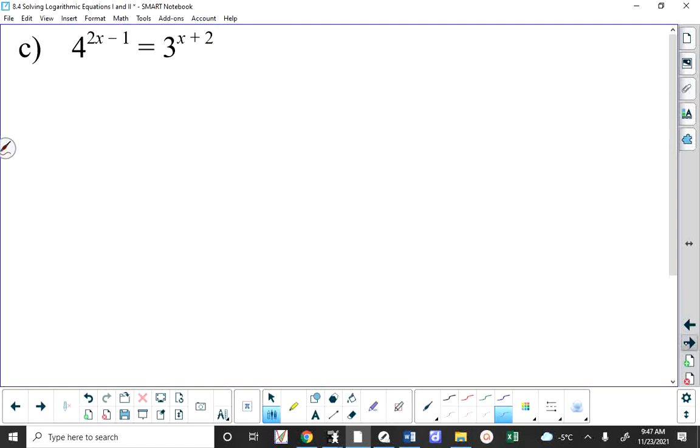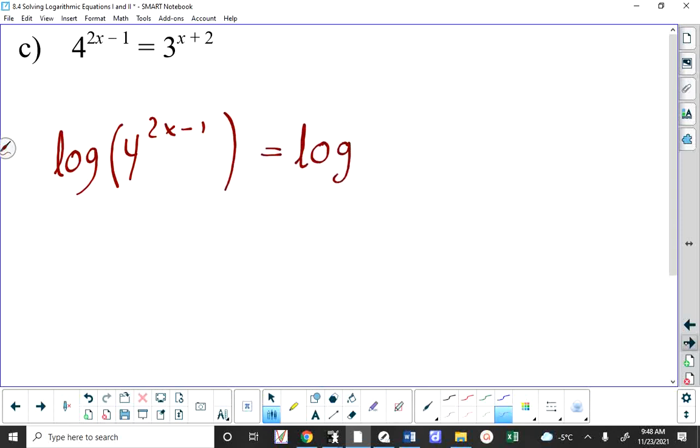This is pretty complicated. I have to take the logarithm of both sides, so I'm going to have log of 4 raised to the 2x minus 1. These are base 10 logarithms, equals log of 3 raised to the x plus 2.